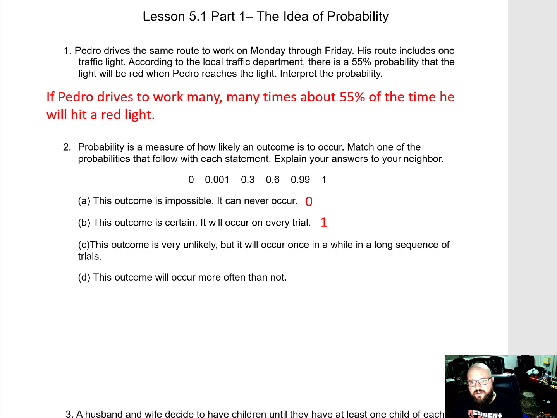For part C of number 2, this outcome is very unlikely, but it will occur once in a while in a long sequence of trials. So it's going to occur, but in a long sequence of trials. So out of the setups we have left, we've taken care of our 1 and 0. So with this one, since it's going to occur in a long sequence of trials, the best way to look at that would say that it was 0.001. Okay? So in other words, it will occur in a long sequence of trials.